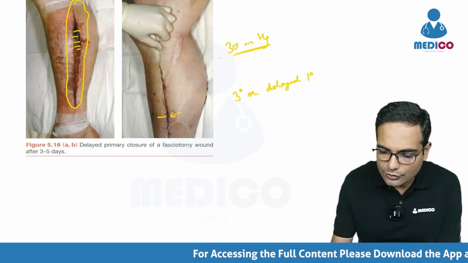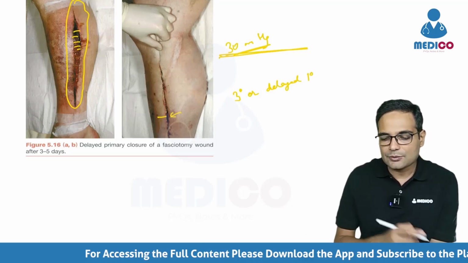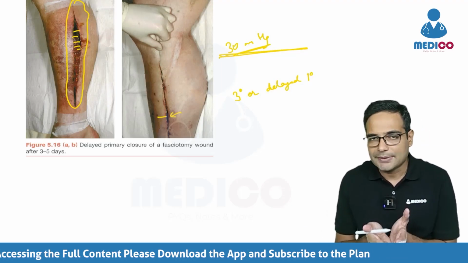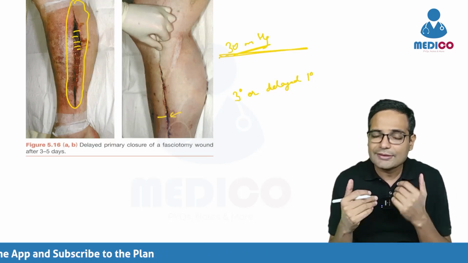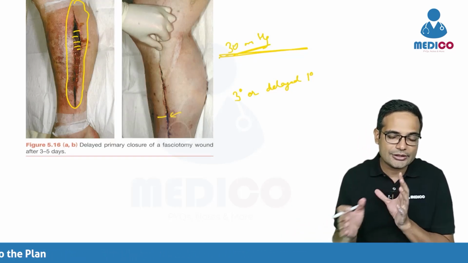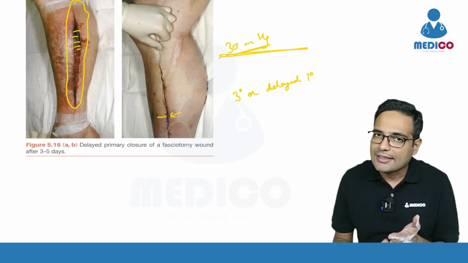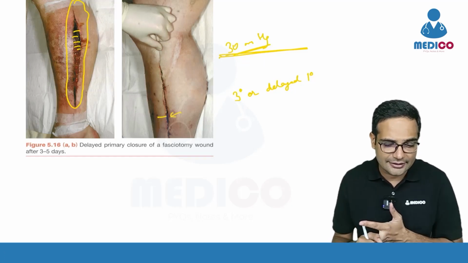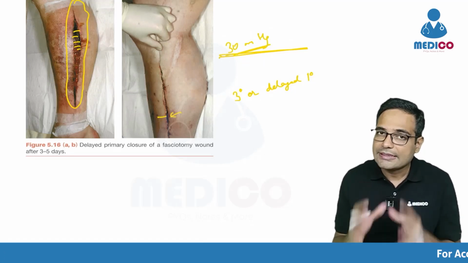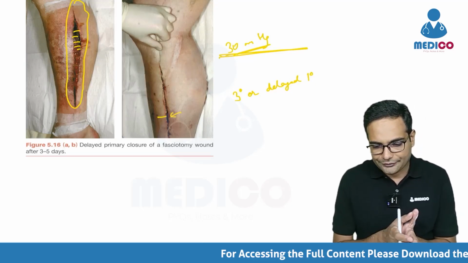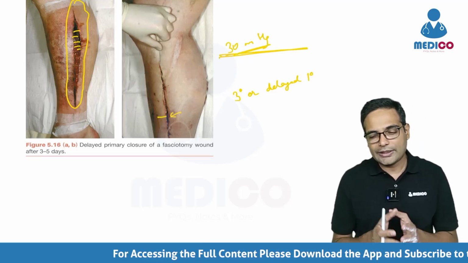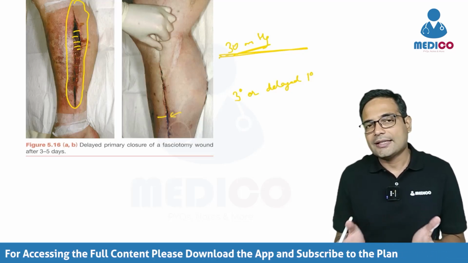So what are the types of wound healing? One is primary, where you suture the wounds immediately. Secondary is where you leave the wound open and let it heal on its own. So there is granulation, contraction, and epithelialization happening in secondary intention. What is tertiary intention? A tertiary intention wound, also called delayed primary, is a wound where you wait for conditions to become favorable and then you do a primary closure.